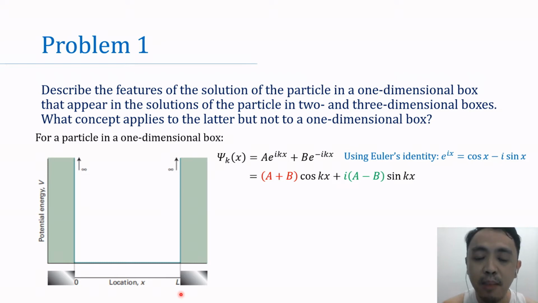Now, since a and b are both constants, we can then replace these terms in here with new constants, thereby making this equation a whole lot simpler to look at. For instance, a plus b can be replaced with a new constant c, and the quantity i times a minus b can be replaced by a second constant b.